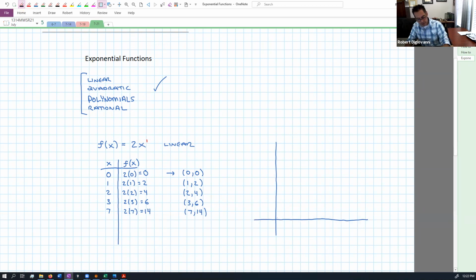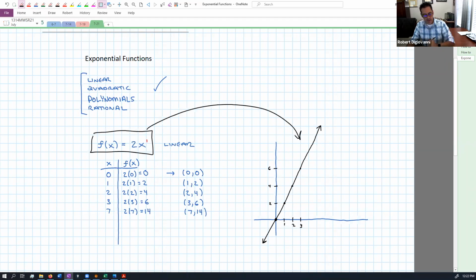If we plotted these, 0, 0 would go here. 1, 2 would go here. 2, 4 would go here. 3, 6 would go here. And then if we connect them all together, we would get our straight line. Okay. So the function 2x looks like this, right?